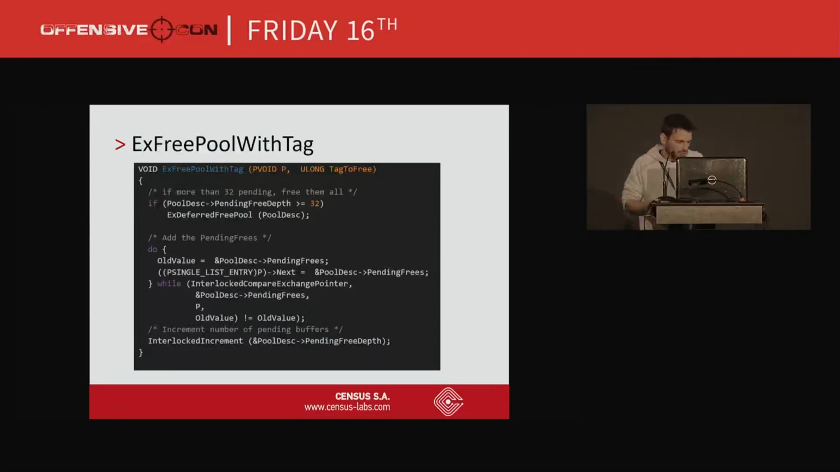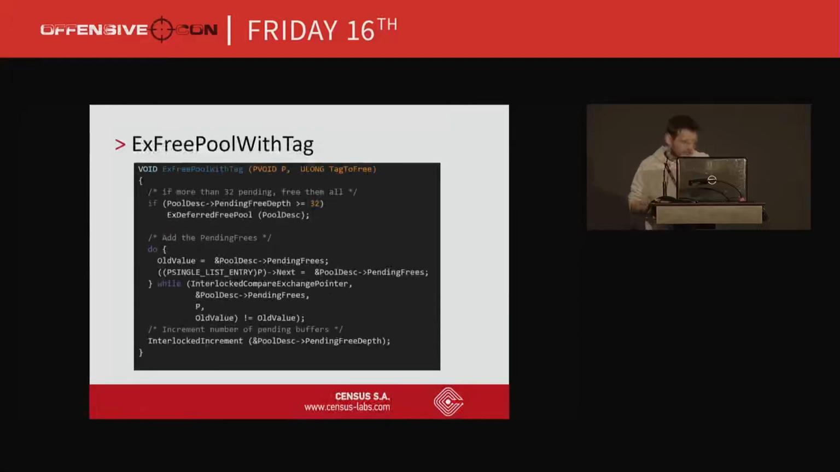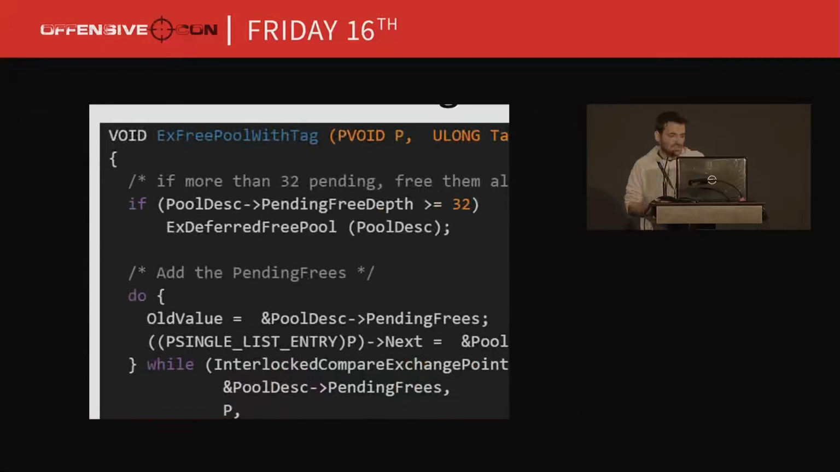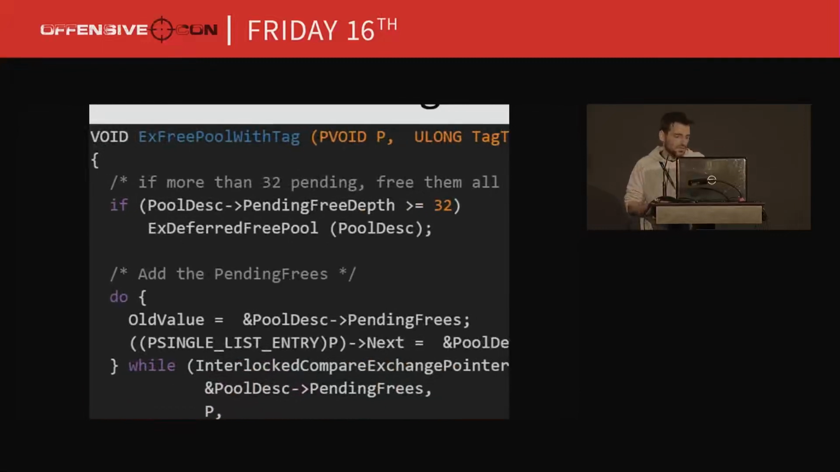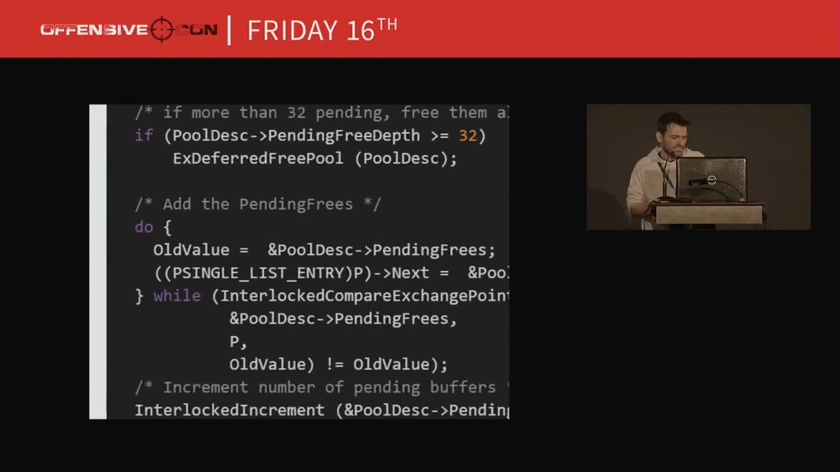So here is the pseudocode of that. ExFreePoolWithTag is actually a huge function. That's only the part of the delayed free list. So as you can see, once you reach the 32 blocks, ExpDeferredFreePool is going to be called to free every block in that list, in the delayed free list. Otherwise, our block is going to get stored in the delayed free list.